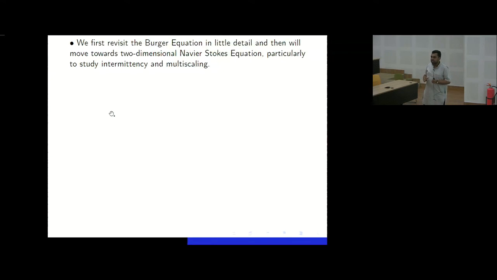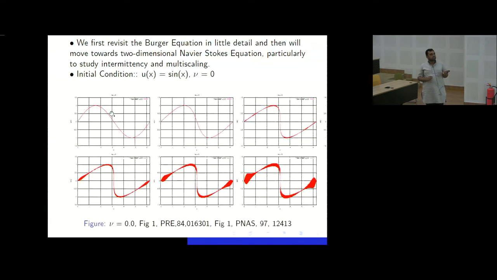First we will study Burgers equation, and then we will move to the 2-dimensional Navier-Stokes equation to study intermittency and multiscaling. We have a 1-dimensional system, and the initial condition we have given is sin x. Initially we have taken the viscosity to be 0, and this is the kind of solution. This is the initial condition, in velocity space.